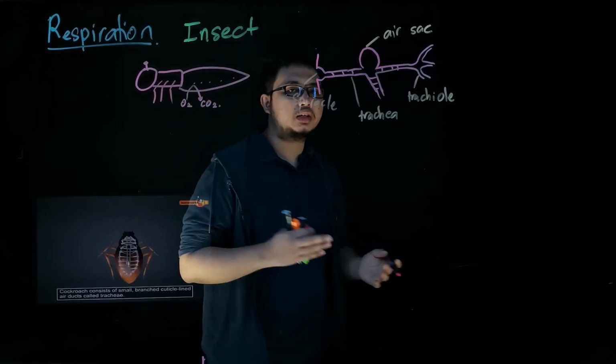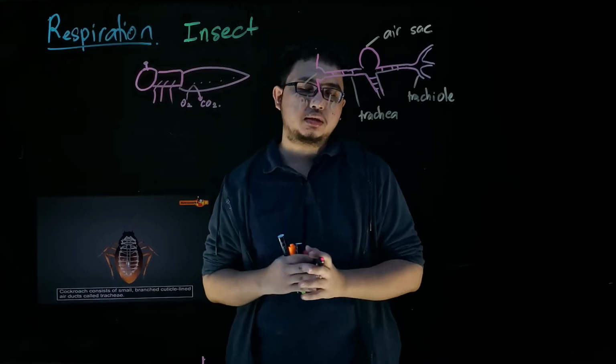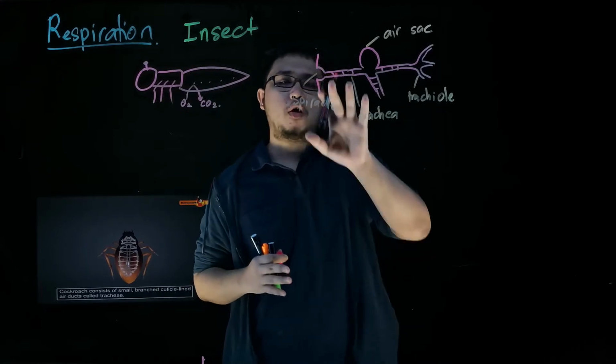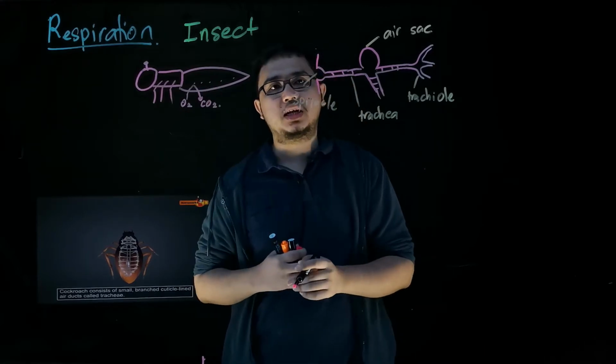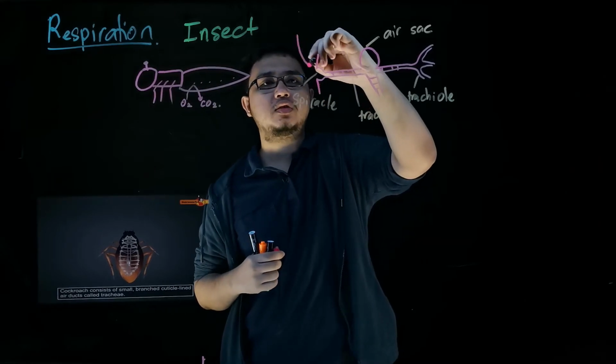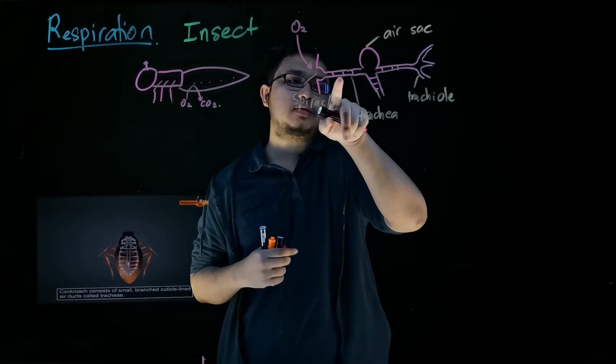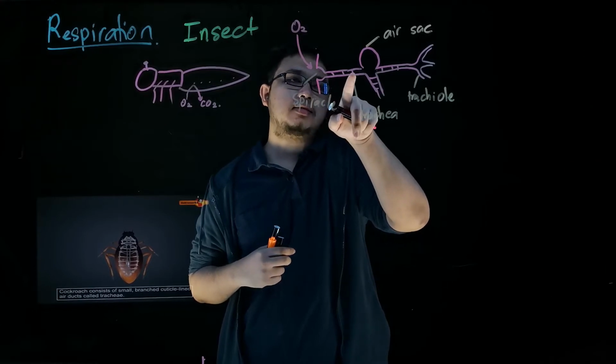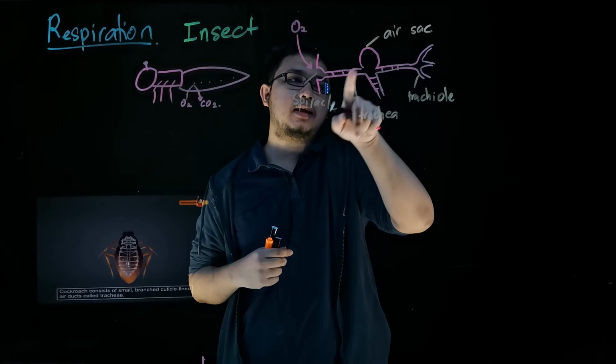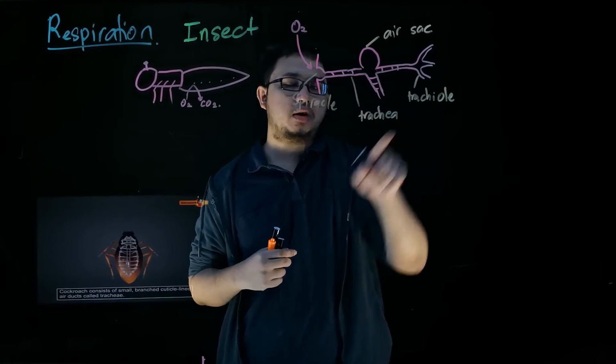So this structure consists of the spiracle. This spiracle is an opening on the surface of your insect, like I mentioned earlier. And this is where the oxygen will come in and then follow the path towards the trachea. Some of it is stored in the air sac and the rest travels further to the tracheole.